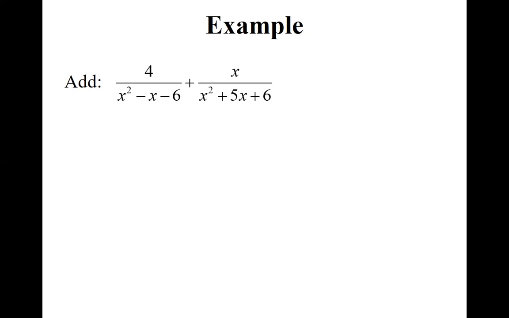Those numbers are -3, +2. And then to factor the bottom right, we need numbers that multiply to 6 and add to 5. Those are 3 and 2. Examining the individual factors we have on the bottom, the unique ones are x minus 3, x plus 2, and x plus 3, all to the first power because they only appear in their respective denominators once.